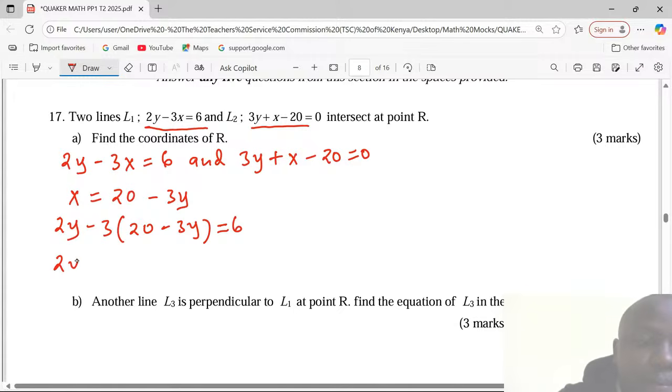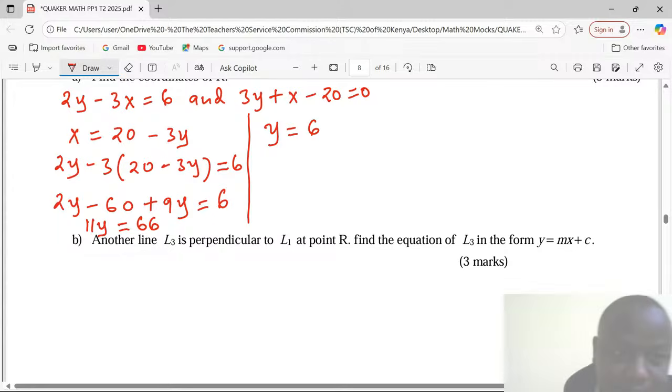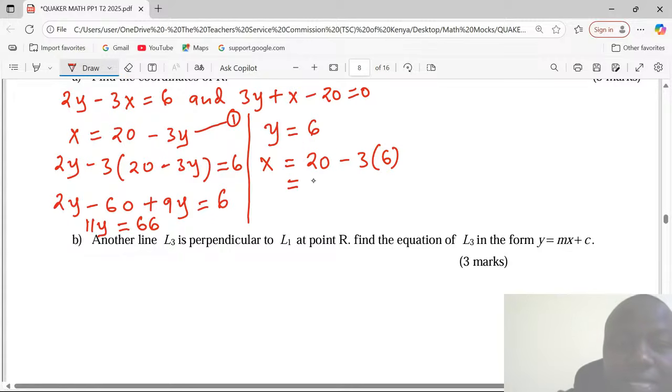So 2y minus 60 plus 9y equals 6. When I group terms together, I will be having 11y equals 66. So when I divide through, for me to remain with y, I'm going to get the value of y as 6. 66 over 11 is 6 that way. Then the value of x, according to this equation here, shall be 20 minus 3 times the value of y, which is 6. So at this point now, I'll be having 20 minus 18, which is just 2.